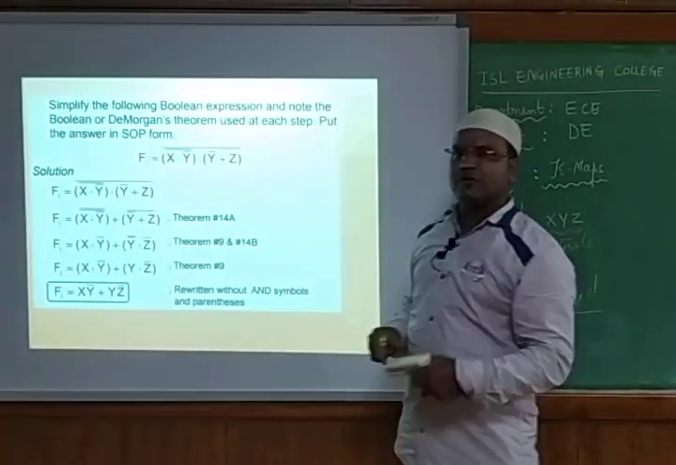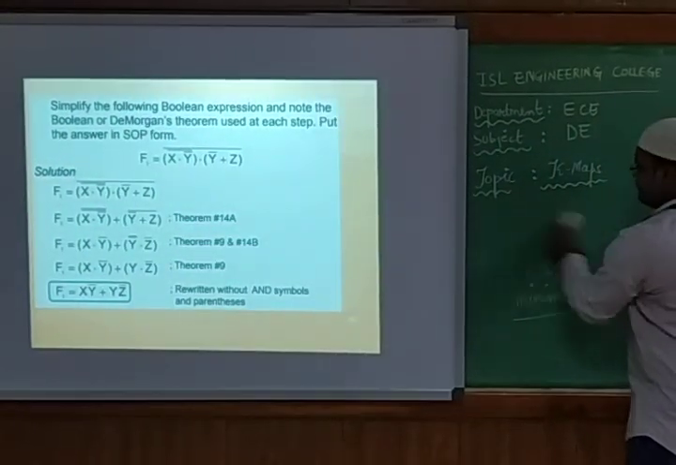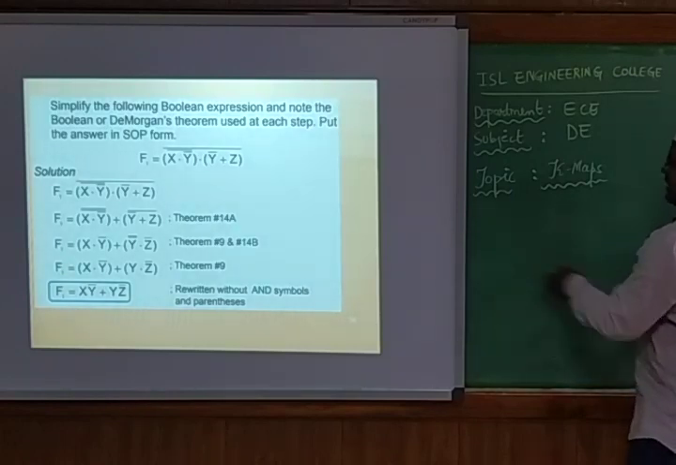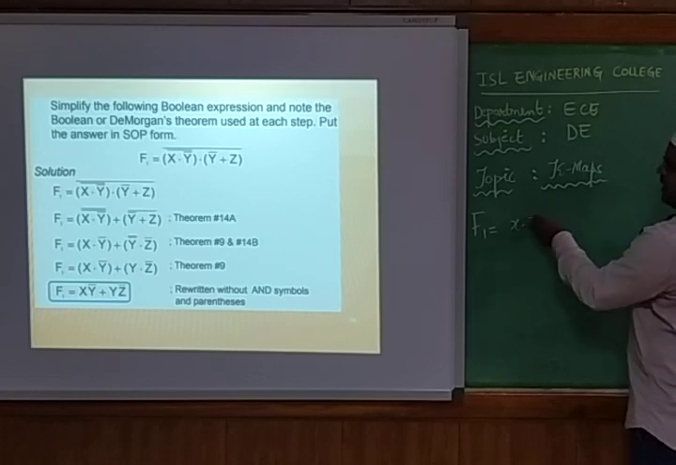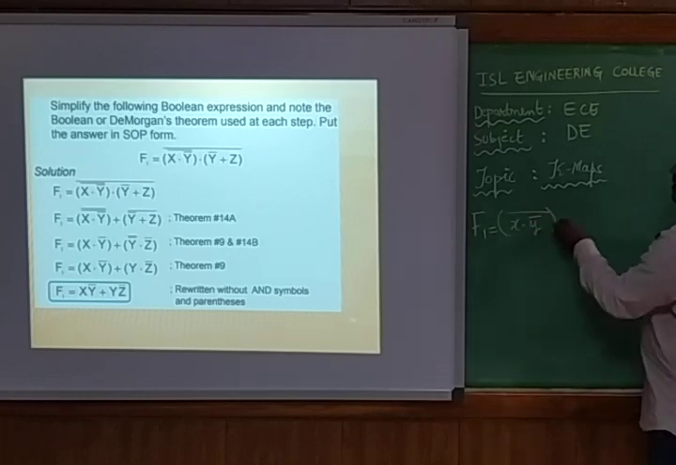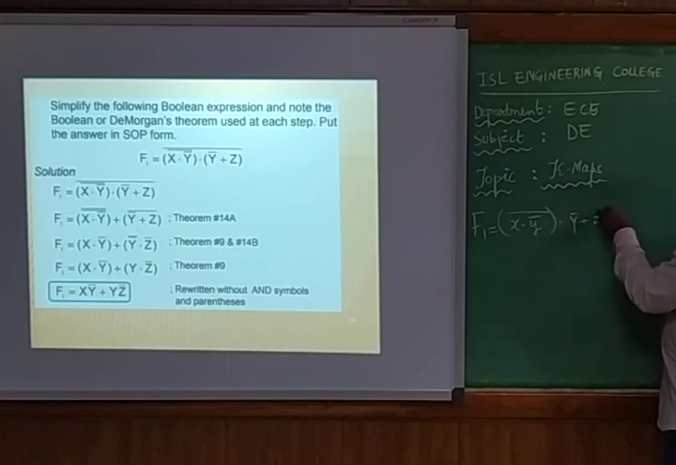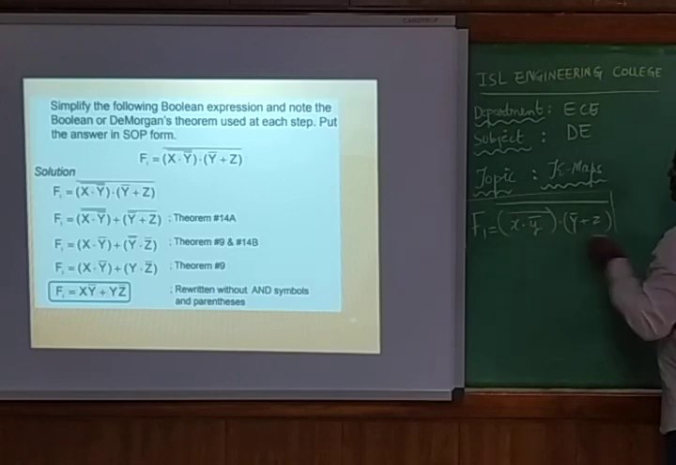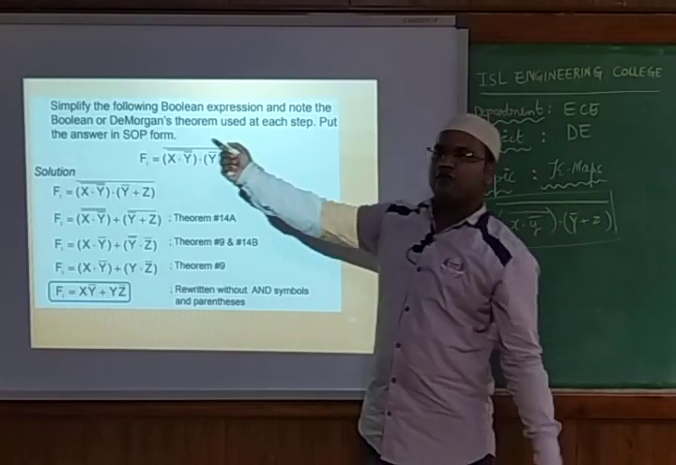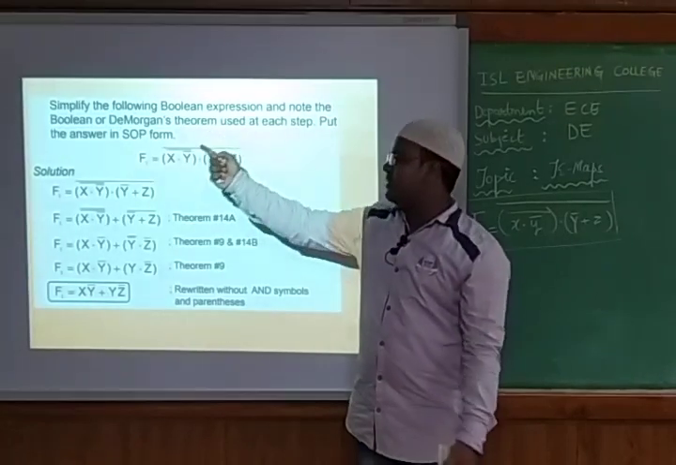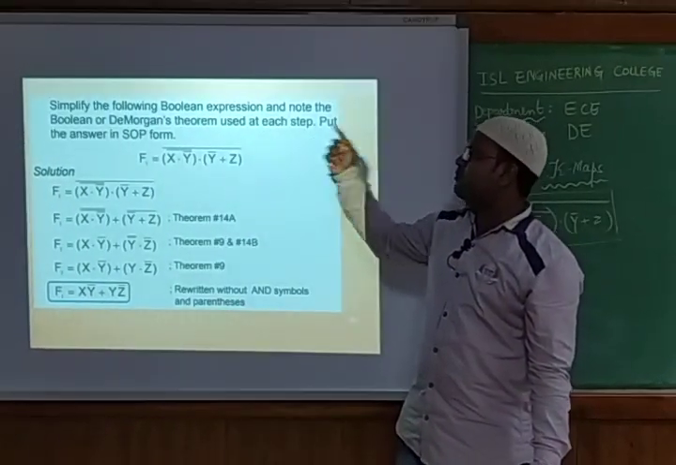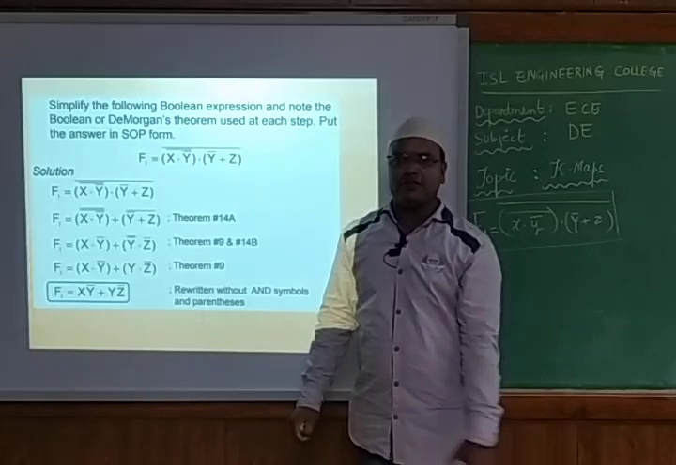So here they gave one expression, f1. What is the f1 value they gave? f1 is equal to x dot y bar with whole bar into y bar plus z whole bar. This is the question they gave for f1. In this, what do we actually need to find? They asked to simplify the following Boolean expression and note the Boolean or De Morgan theorem used at each step and put the answer in sum of product form.